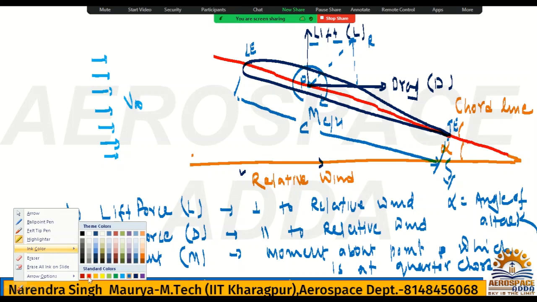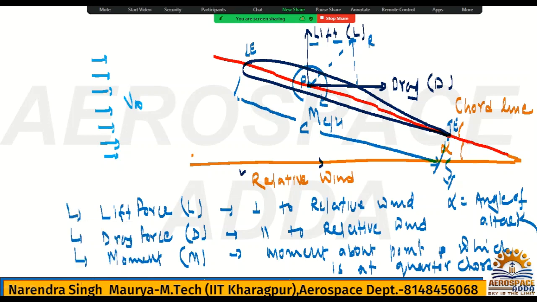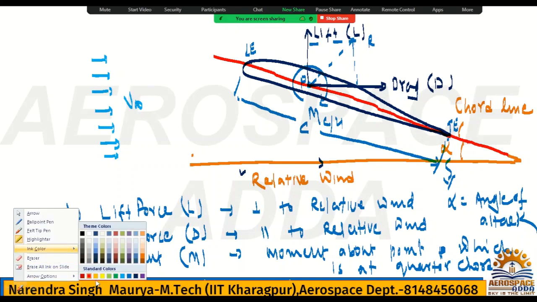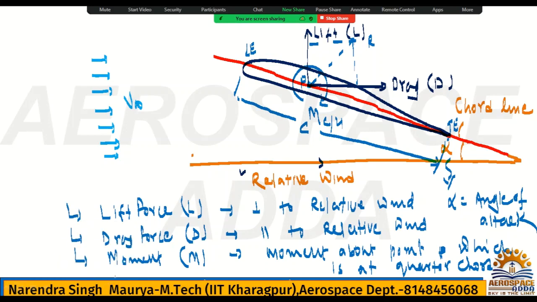So if you check there, two more forces I will explain here, on the surface of the airfoil. It is nothing but the normal and axial force. Let me take another color, green one. So normal and axial forces. Normal to what? Normal to the chord. This is the chord here. So this will be normal to the chord.